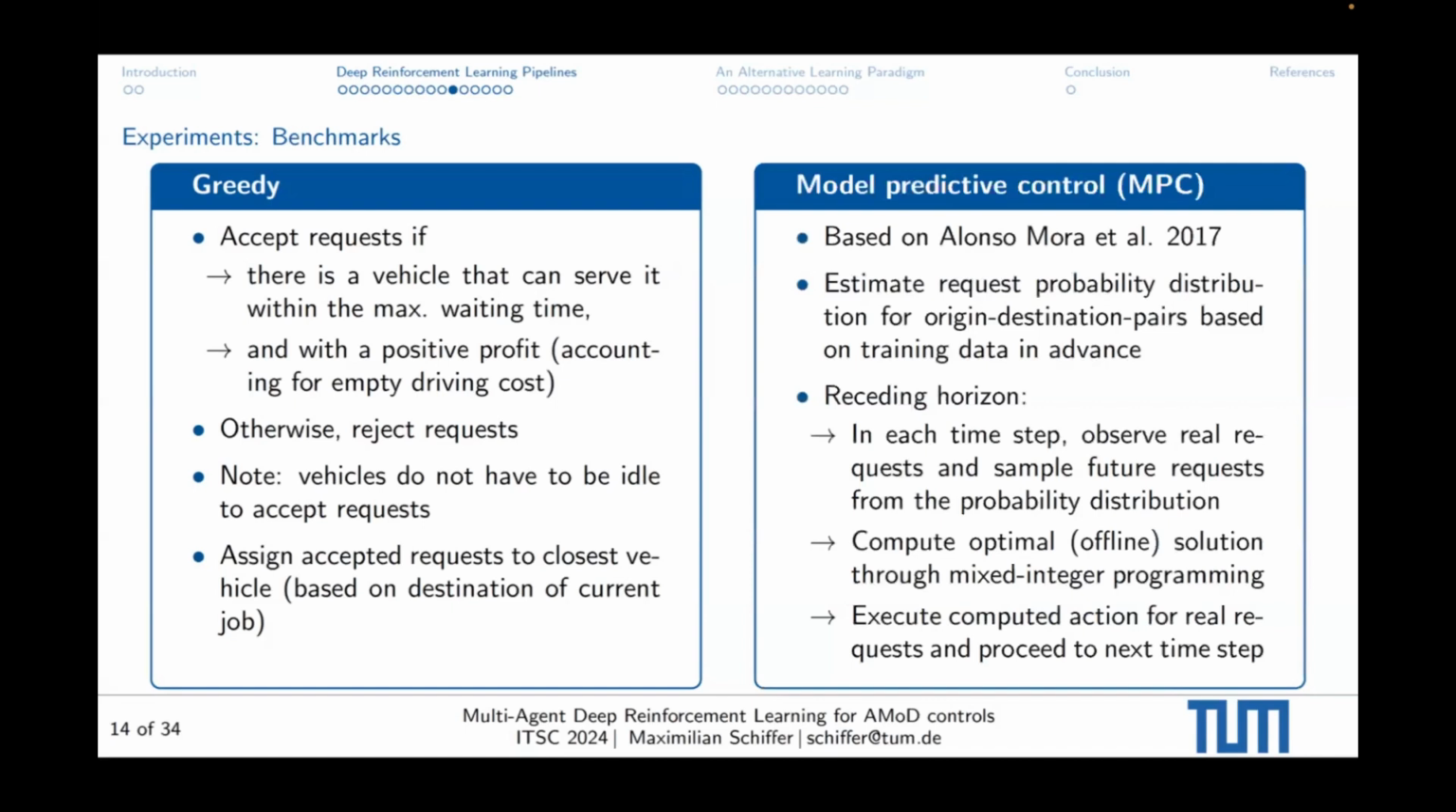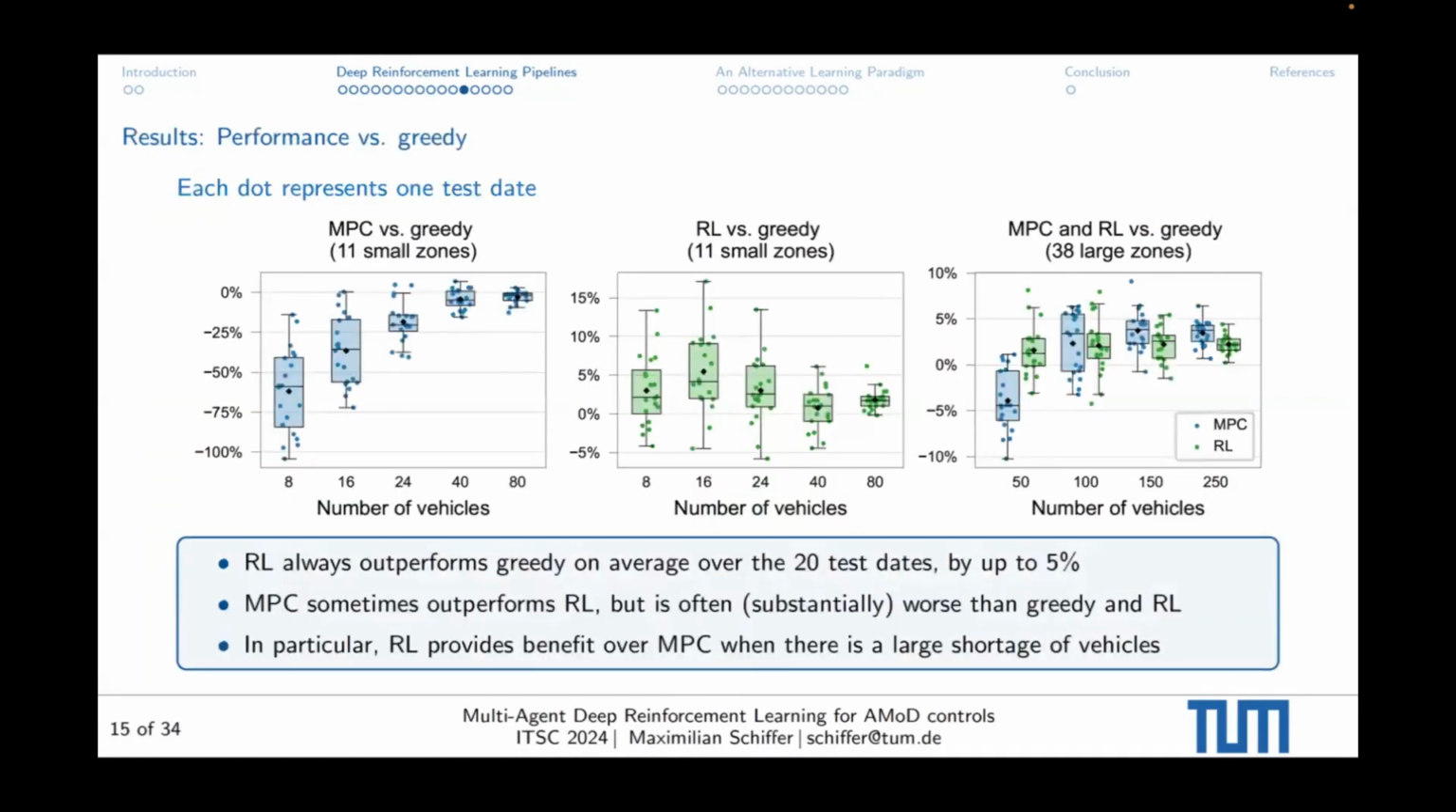And the second benchmark that we have basically bases on this famous paper of Javier Alonso Mora and Samitha and those guys, where you just do an MPC approach, right? So I sample from some distribution, and then I solve my favorite mixed integer problem or some kind of problem to get solutions. So what do we get?